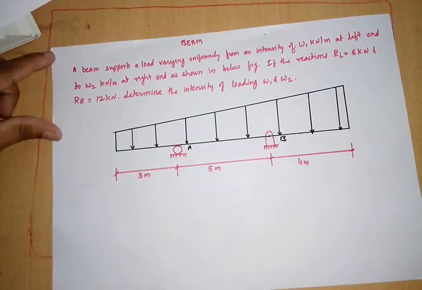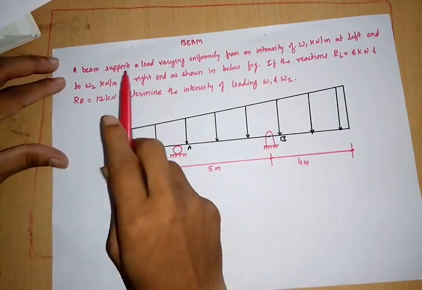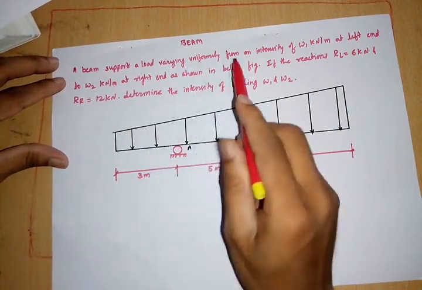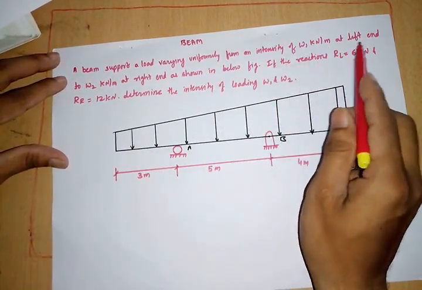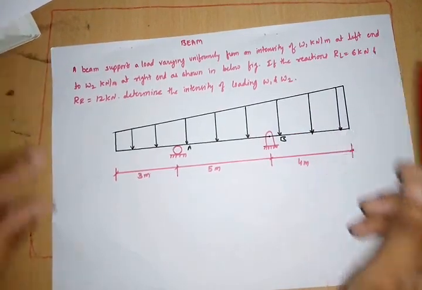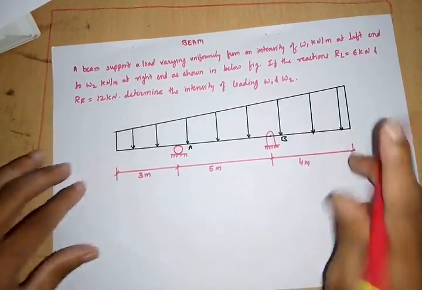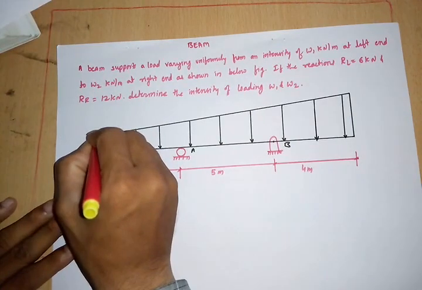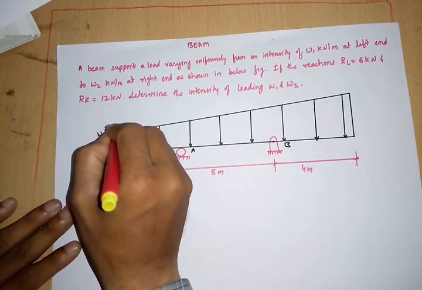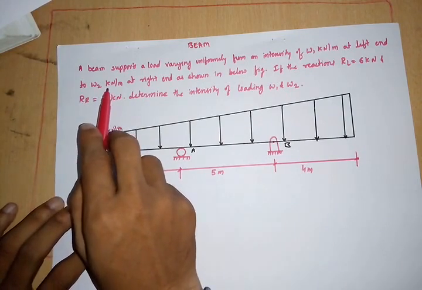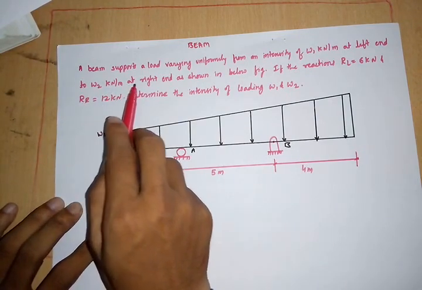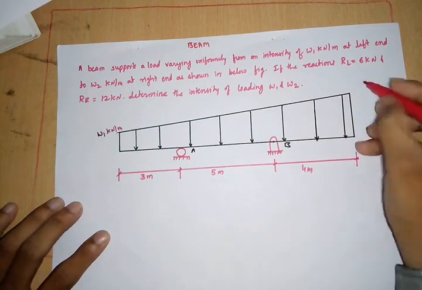Okay, next problem: a beam supports a load varying uniformly from an intensity of W1 at the left hand. So in this figure, at the left hand the load intensity is W1 kilonewton per meter, to W2 kilonewton per meter at the right hand.